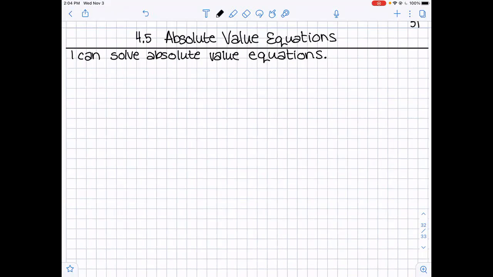Okay, so what's the goal for today, people? I can solve absolute value equations. So, does anybody know what absolute value is? Okay, absolute value means the distance a number is from 0.